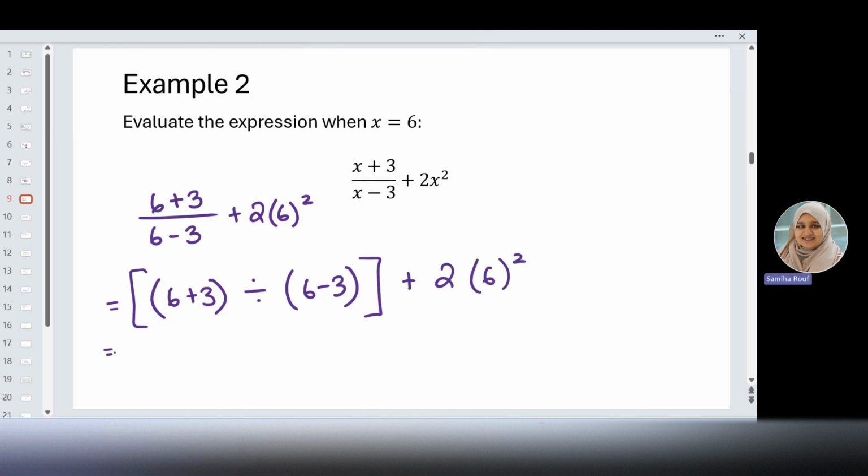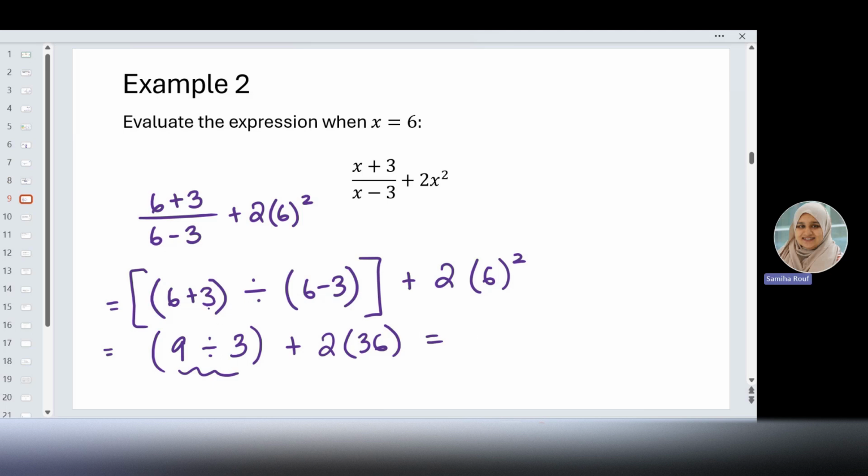Okay, so let's start with the parentheses. Well, we get 6 plus 3, 9. Here we're going to have 6 minus 3, which is 3. We have this parenthesis with the square, so exponent. So we're going to have 6 times 6, which is 36. Now we need to divide. We get 9 divided by 3.